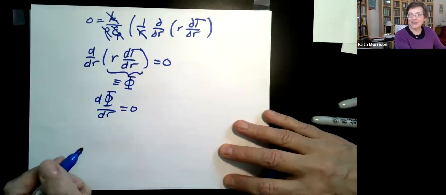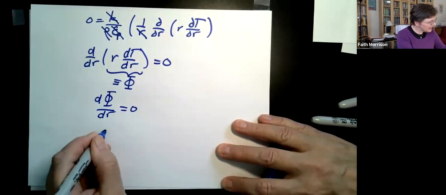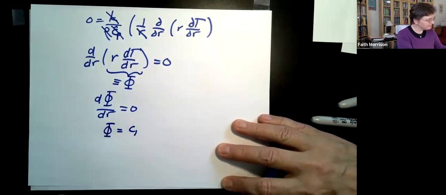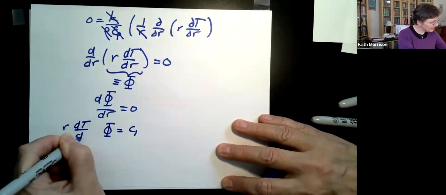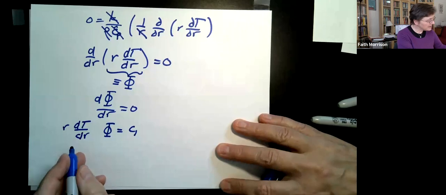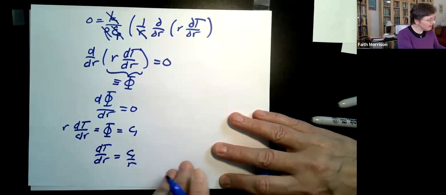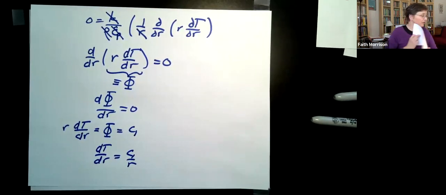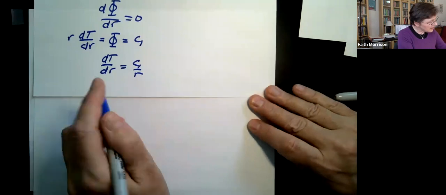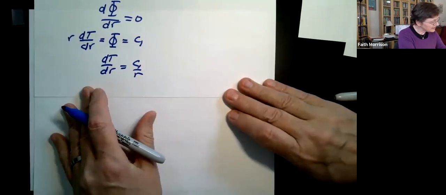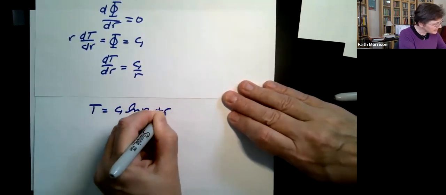And that one I'm certain I know how to integrate. So when I integrate a function, I get 0 plus a constant. And so phi is equal to a constant. But phi, of course, is just r dT dr, because that's what we defined it to be. And now I'll solve for dT dr. So dT dr is equal to C1 over r. And that's another integral that I know how to do. So the integral of 1 over r is just natural log of r. So I get T equals C1 times the natural log of r plus C2.